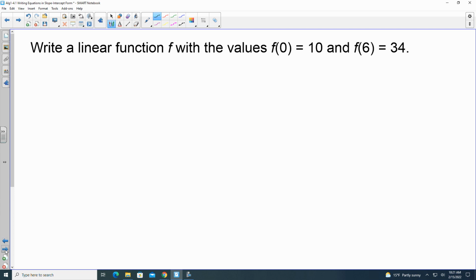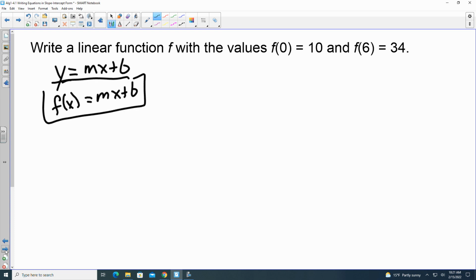Here, it says write a linear function. So essentially, instead of writing it in y is equal to mx plus b form, you're just going to change y to f of x, and that's going to be equal to mx plus b. If you were to write it like this, it would be okay, but this is how they want you to write it in function notation. So essentially what we're going to do is try to decode what this means in function notation.